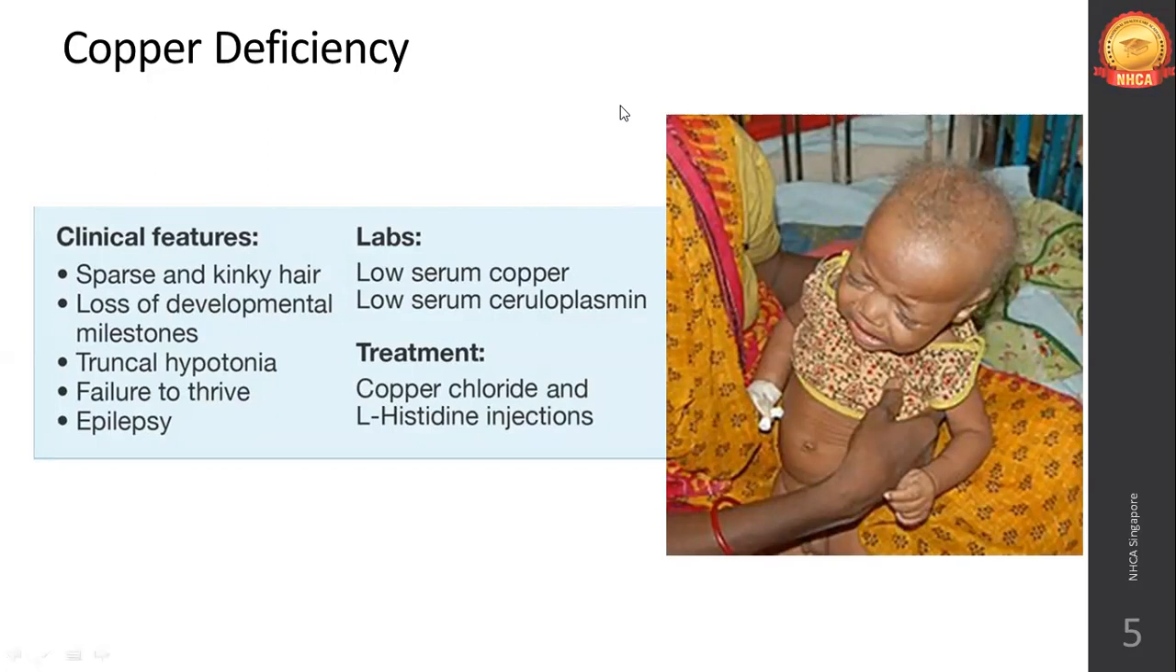Sparse means very less. Here you can see on the child's hair, can you see the scalp properly? The scalp is very much visible. So this is the meaning of sparse.